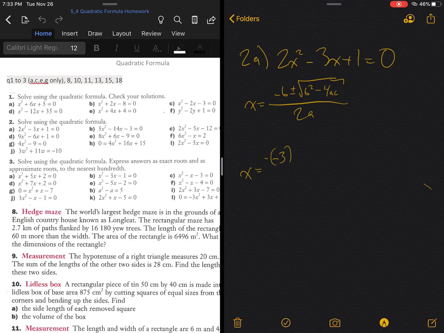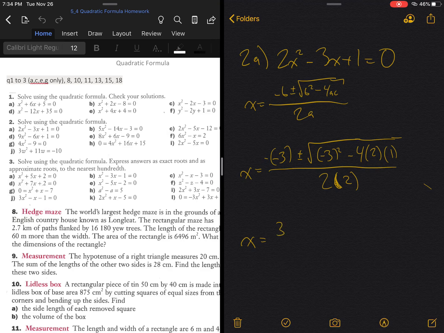Now, let's substitute our values. Minus b, well, b is equal to minus 3. So minus minus 3, plus or minus the square root of minus 3 squared minus 4, a is 2, c is 1, all over 2a, which is 2 times 2. a is 2. So x is equal to 3 plus or minus, all over 4, by the way.